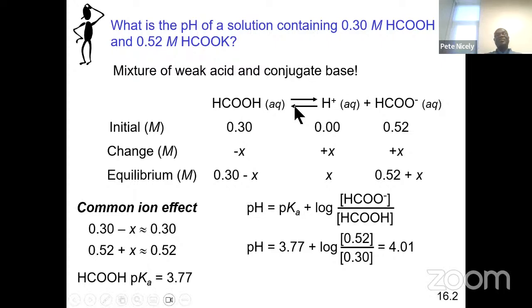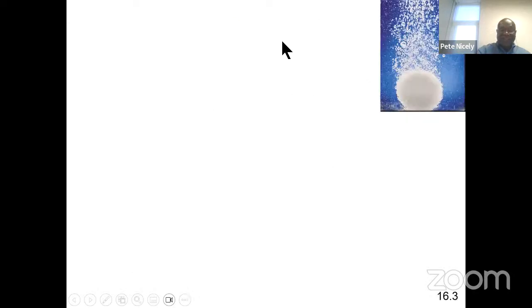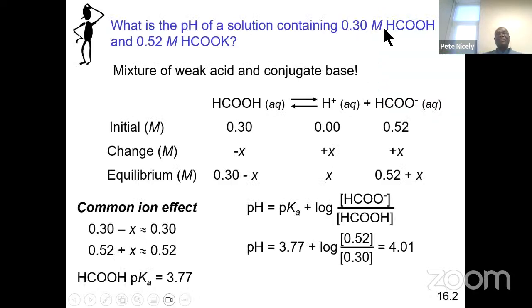So as I was saying, you don't really need to do all this here to determine the pH of the solution. All you have to do is plug in this value and this value into these two terms right here and find the pH, all right? And that's basically how we use the Henderson-Hasselbalch equation.